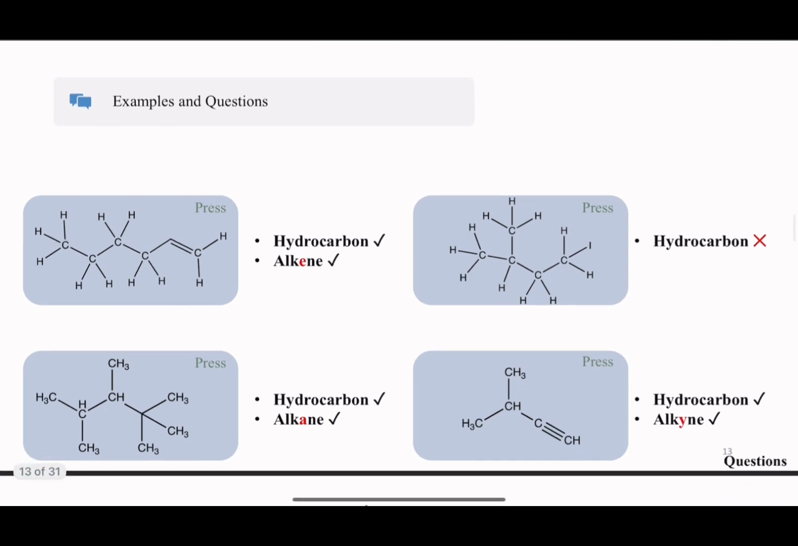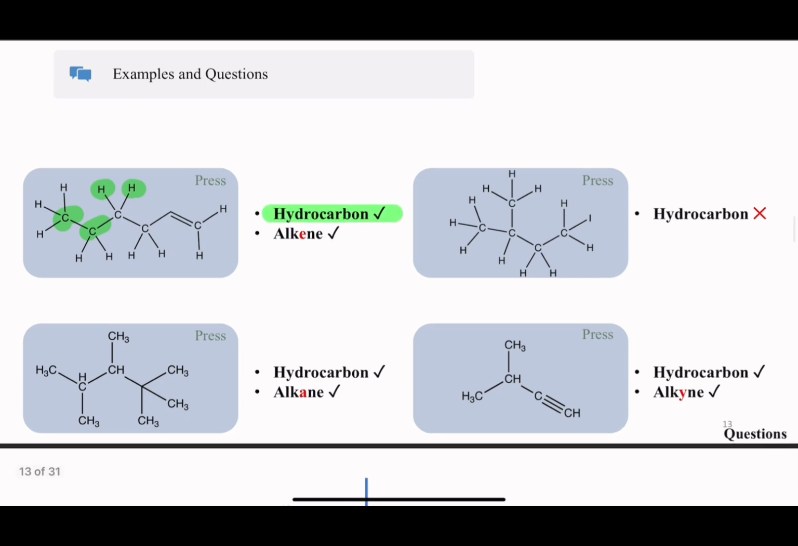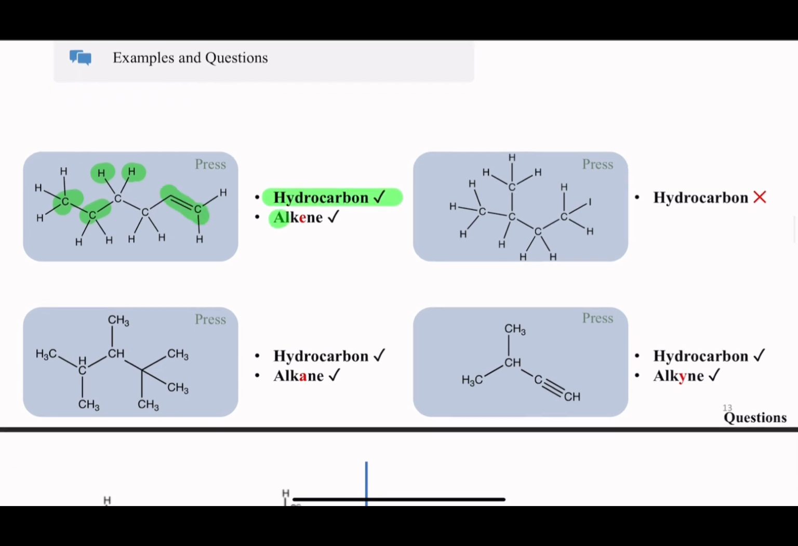Now we're gonna go into examples and questions. We're gonna look at some of the examples. As you can see here, I have only carbons and hydrogens. That's why I have hydrocarbon, and because I have a double bond, it is called alkene.